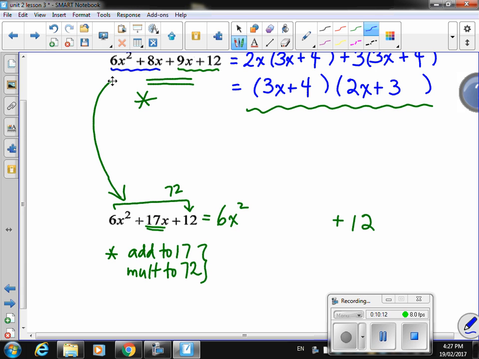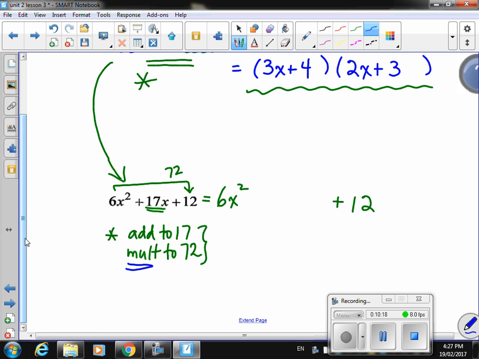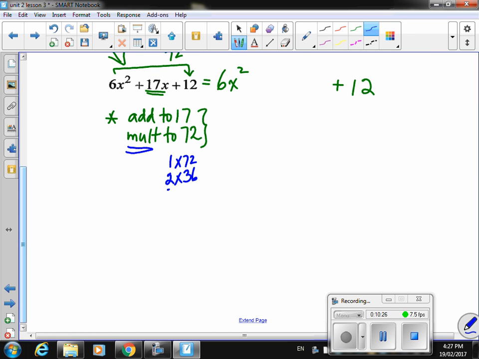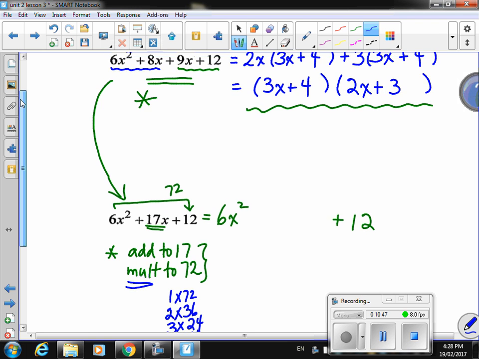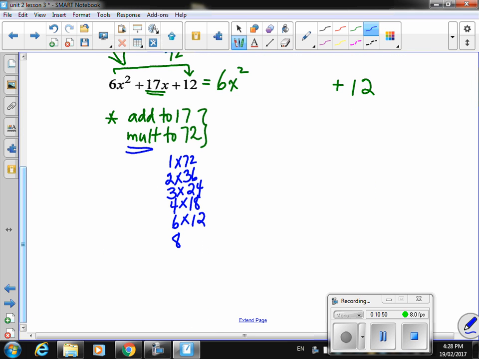I always think about multiplication. And 72, there are lots of choices. 1 times 72. 2 times 36. I wouldn't give you such a mean number to start with. 3 times 24. 4 times 18. Isn't this crazy? 6 times 12. And 7 times 8. Oh, sorry. 8 times 9. See, I forgot one. 8 times 9. So that's an awful lot of choices.